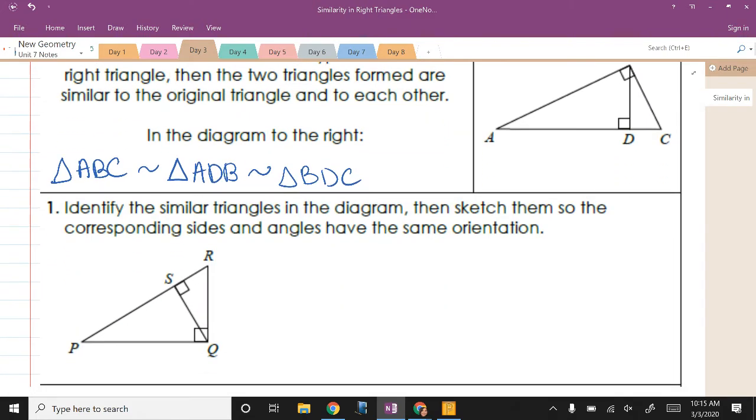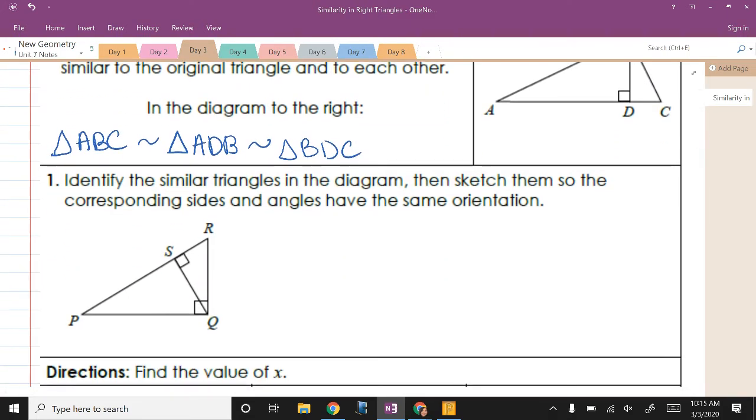All right, so this one says, identify the similar triangles in the diagram. Well, I just did that. Well, this is a different picture. Never mind. And sketch them so that the corresponding sides and angles have the same orientation. What do you think that means? Yeah, they're all flipped around going the same direction. Okay, so I'm just going to start with the big one being exactly like it is.